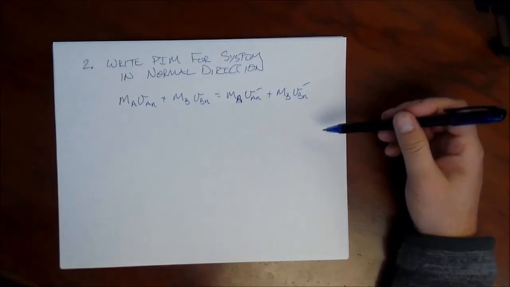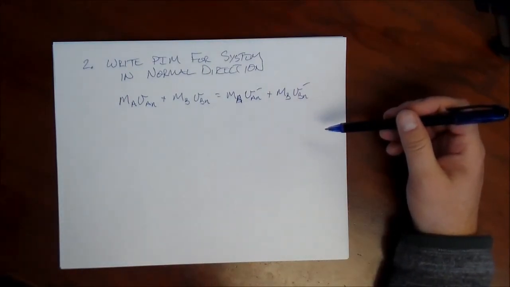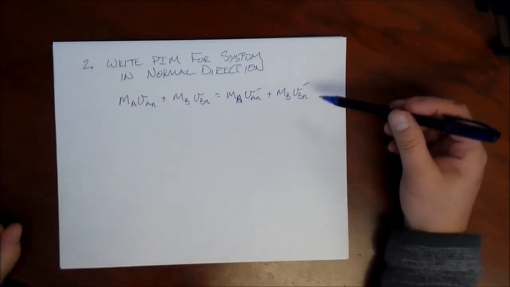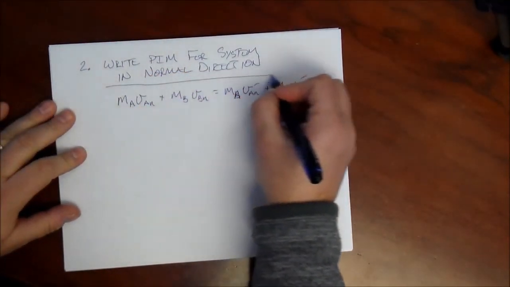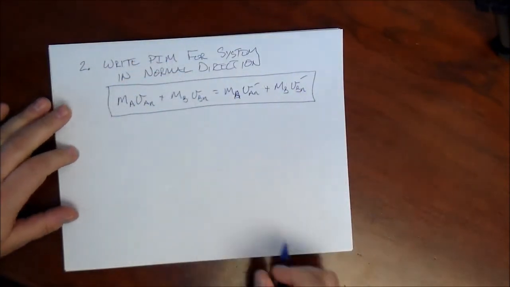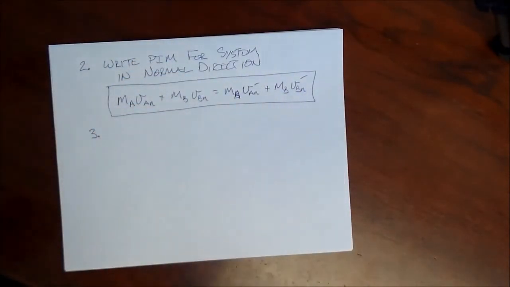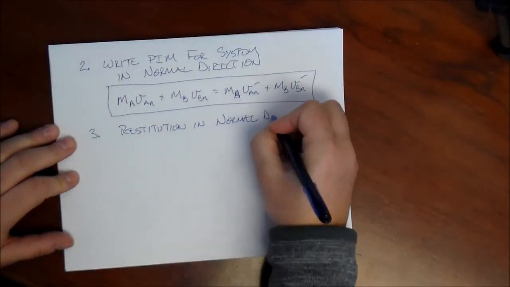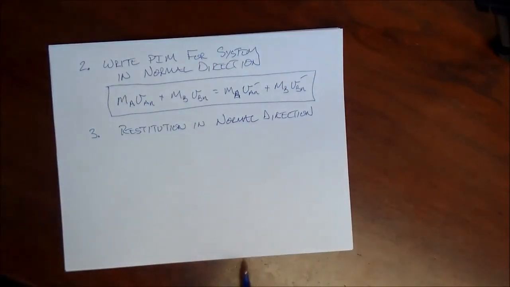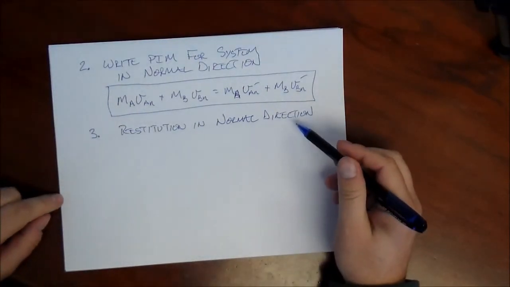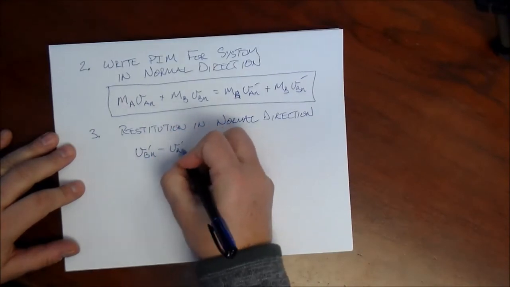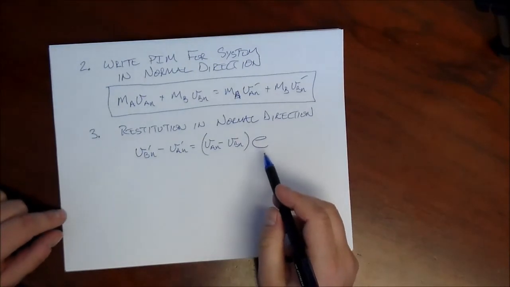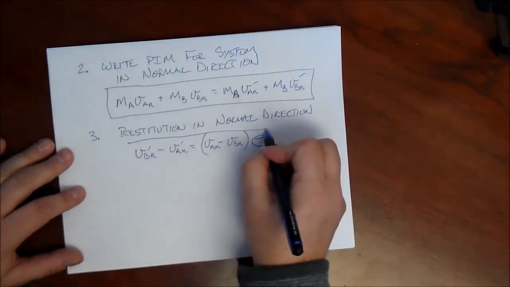This is exactly the same as what we saw for direct central impact. Along the line of impact, in this case we're calling it the normal direction, momentum of the system is conserved. That's our third equation. And the final equation comes from looking at restitution, again in the normal direction. So the restitution equation applies in the normal direction, and that's our fourth equation.